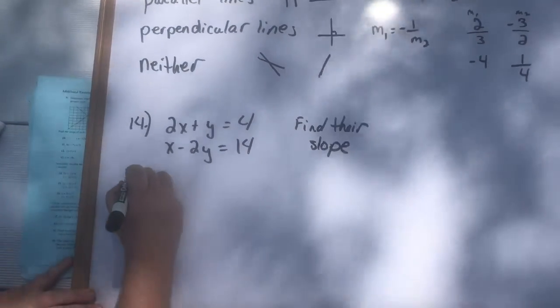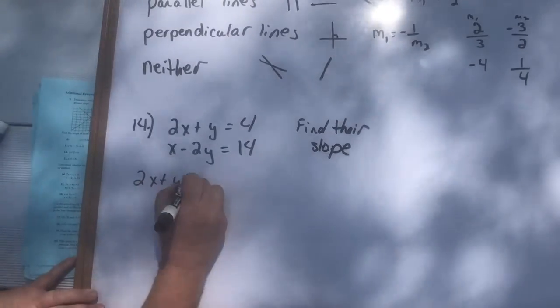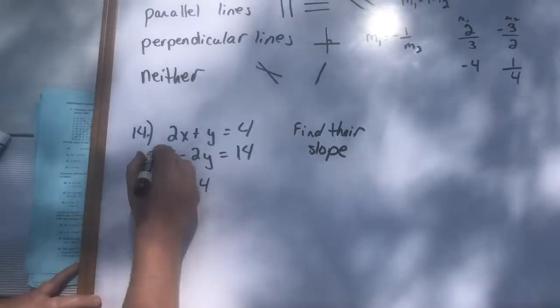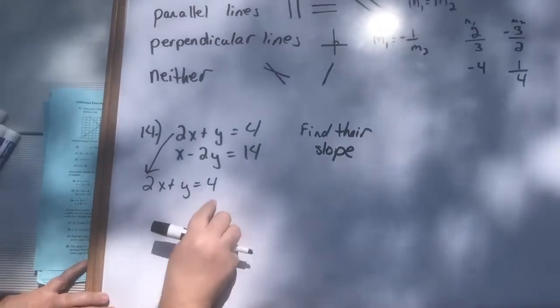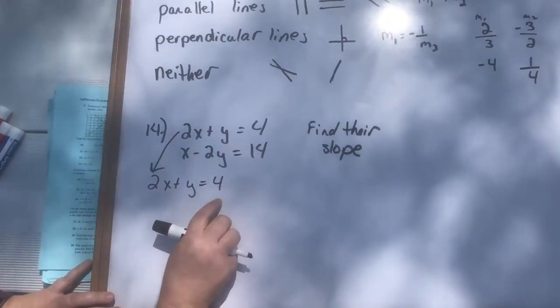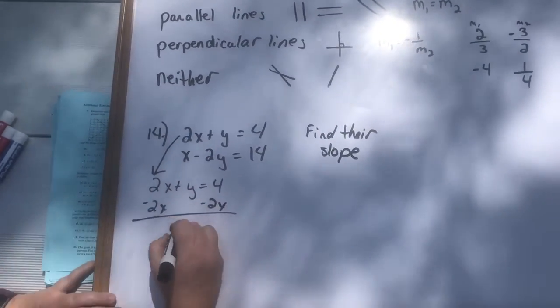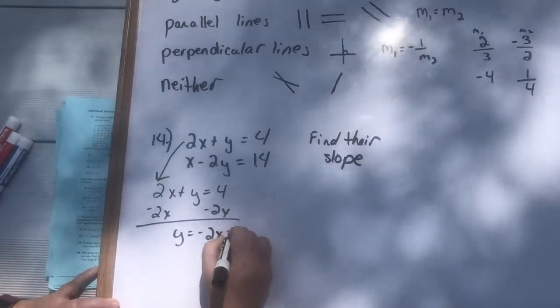So I'm going to separate these out, and I'm going to say 2x plus y equals 4. And I'm going to find the slope of this one, and then I'm going to find the slope of the other one. So this is the first one here. How do I find the slope? The easiest way is to solve for y. So I'm going to subtract 2x. y equals -2x plus 4.